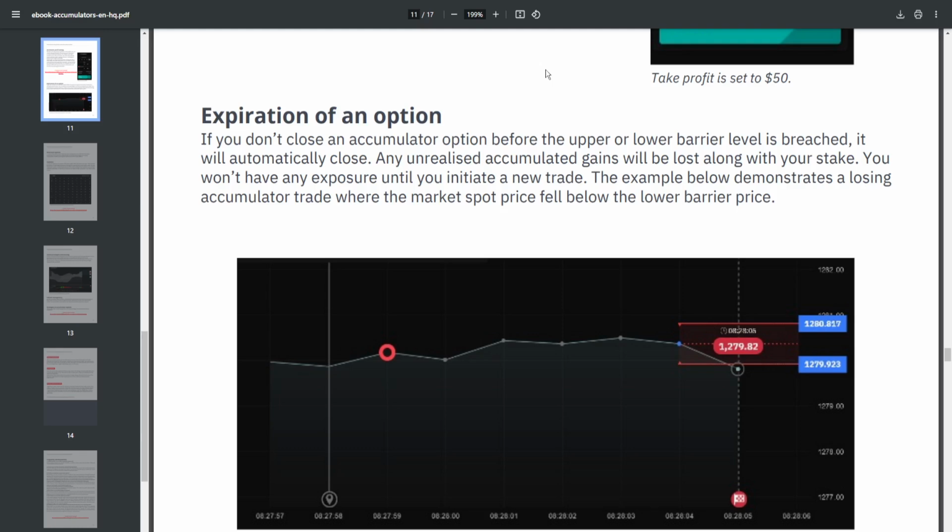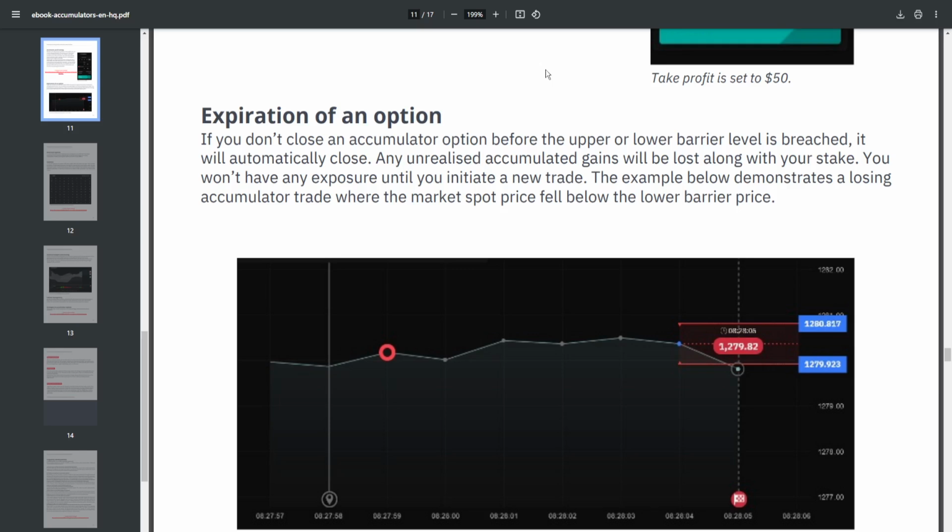Now, we'll begin by talking about expiration of an option. If you don't close an accumulator option before the upper or lower barrier level is breached, it will automatically close. So if you don't close your trade, or your accumulator position, before the barriers are breached, it will close. Immediately the barrier is breached, the trade will be closed. You won't have any exposure until you initiate a new trade, and any unrealized accumulated gains or unrealized profits will be lost along with your trade.